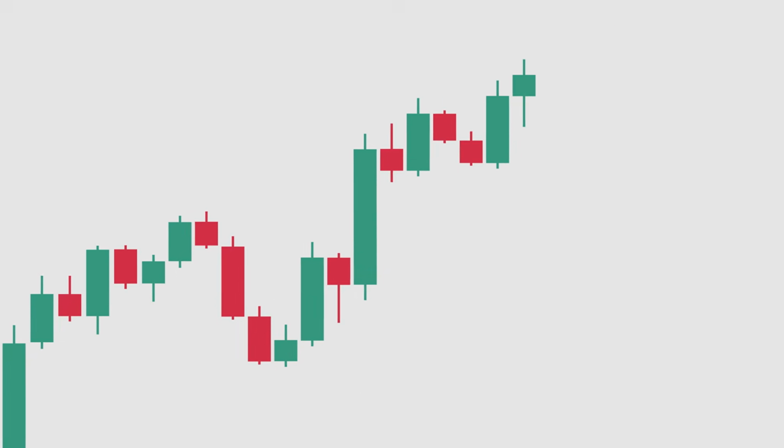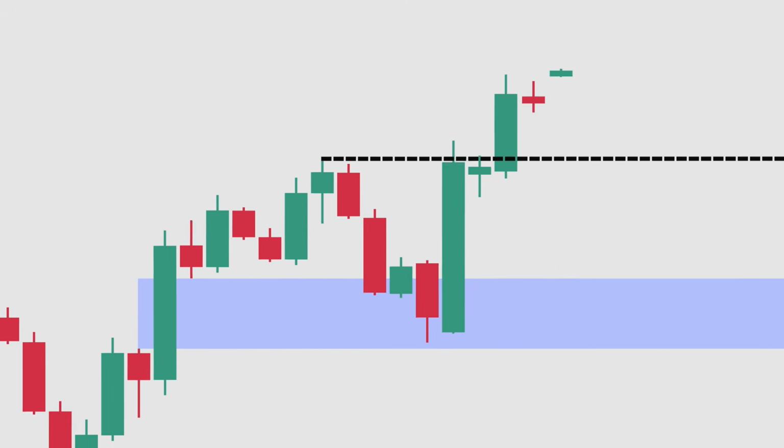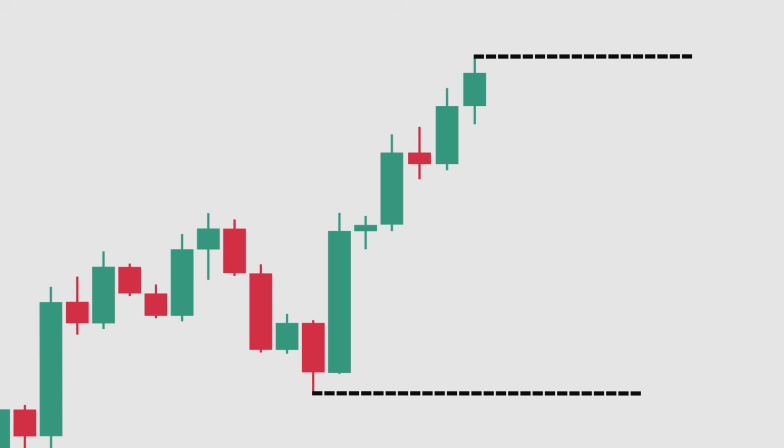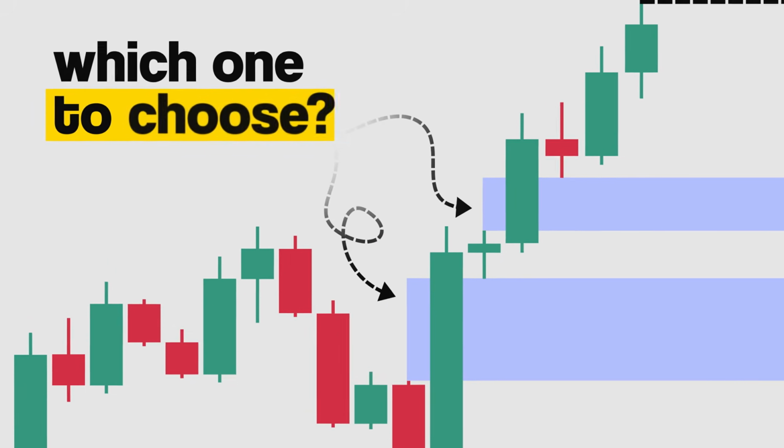After that break of structure, we can identify a new external range and a new internal range again, and we can expect a similar behavior. But now look at the next price leg. During this move, we get two fair value gaps. So the question is, which one should we use for a long entry?